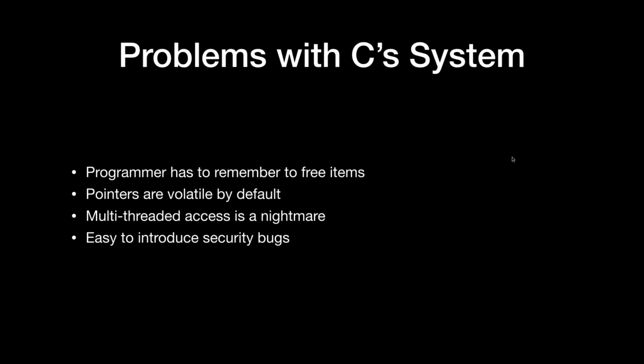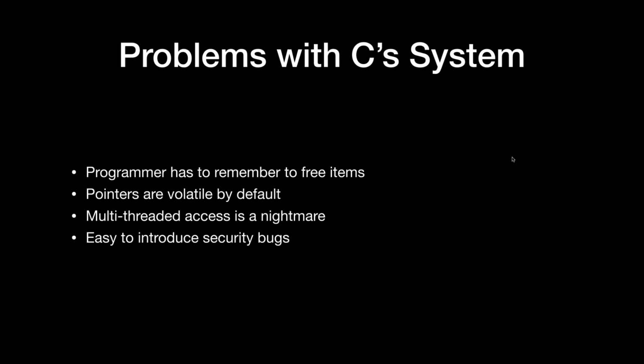Pointers are volatile by default. That means anyone can write to them once they've been allocated. It's the programmer's job to protect that pointer using either coding patterns or keywords like const. But this can be very difficult, especially in a multi-threaded environment. You really need to protect access to these pointers when you're working with multiple threads. And I'll show you a bug like that in a few minutes.